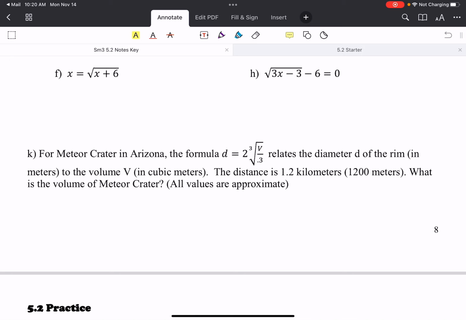It's the diameter of the rim in meters. I think this is meant to be diameter. It doesn't matter. We're not solving for the variables. Well, yeah, that's what we are. Well, I mean the values of the variables. What is the volume? Oh, I thought you were rearranging it.